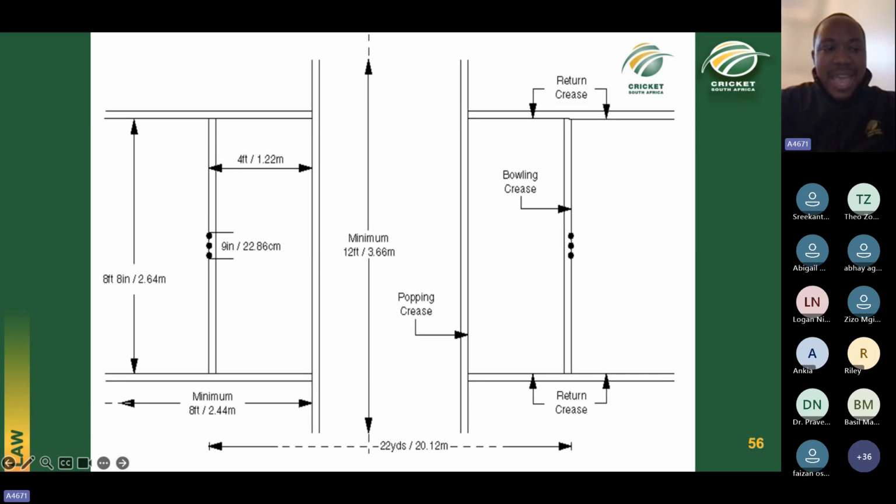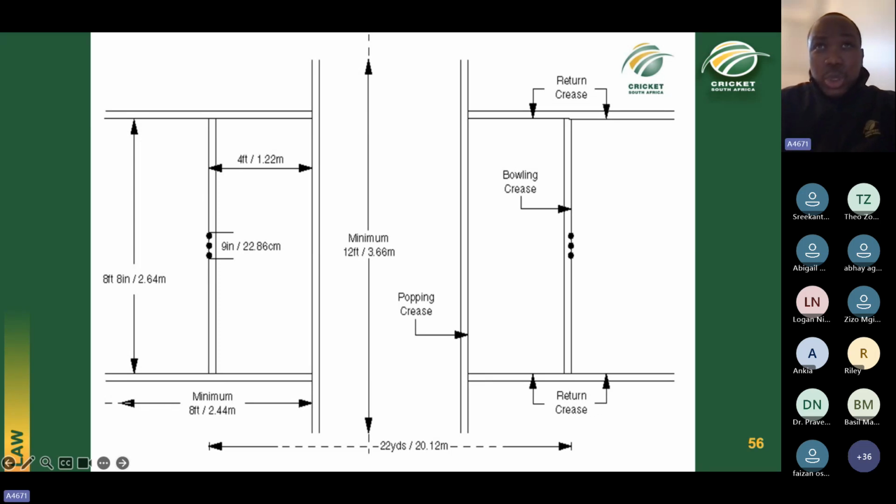In total, the names and the marks of the creases, as well as the length of the pitch and the width of the pitch in the Cricket South Africa Level 1 exam, is 10 marks. So please make sure that you know your creases, you know your measurements. That will be an easy 10 marks in the exam if you do know the measurements. You do not need to learn the measurements for the protected area. As mentioned, that is in Law 41, which is not examined in Cricket South Africa's Level 1 exam.